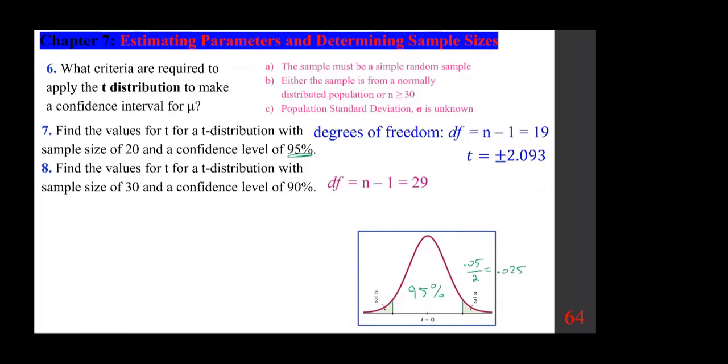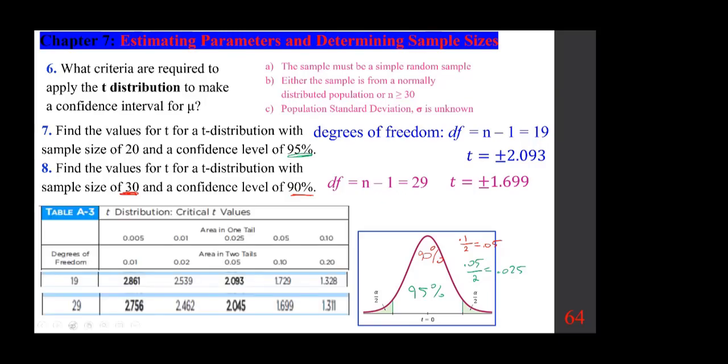In the second case, degrees of freedom is n minus 1. And the confidence level is now 90%. And this one would be 0.1 divided by 2. See, 1 minus 90% is 0.1, which is 0.05, resulting in t being plus minus 1.699. How do we arrive at it? Let's take a look at the table.